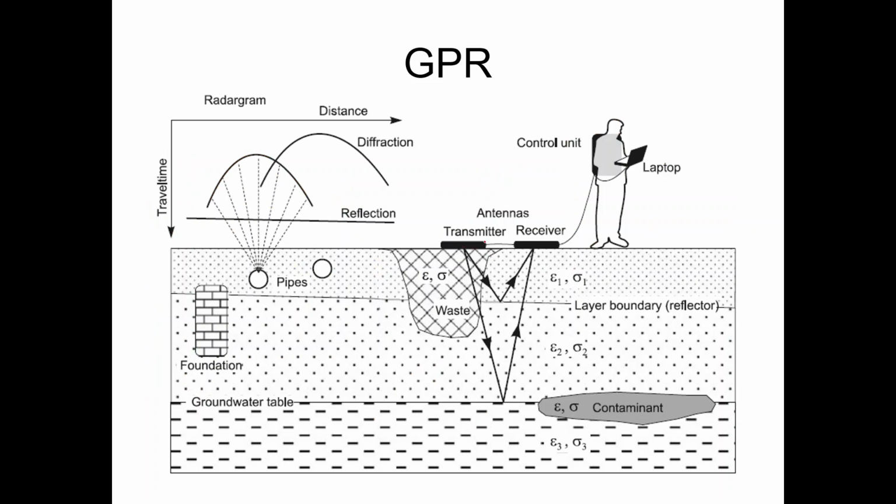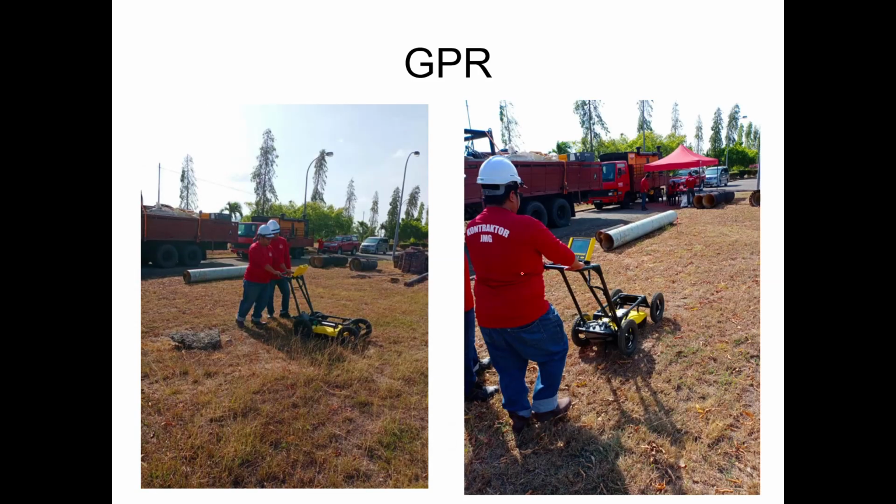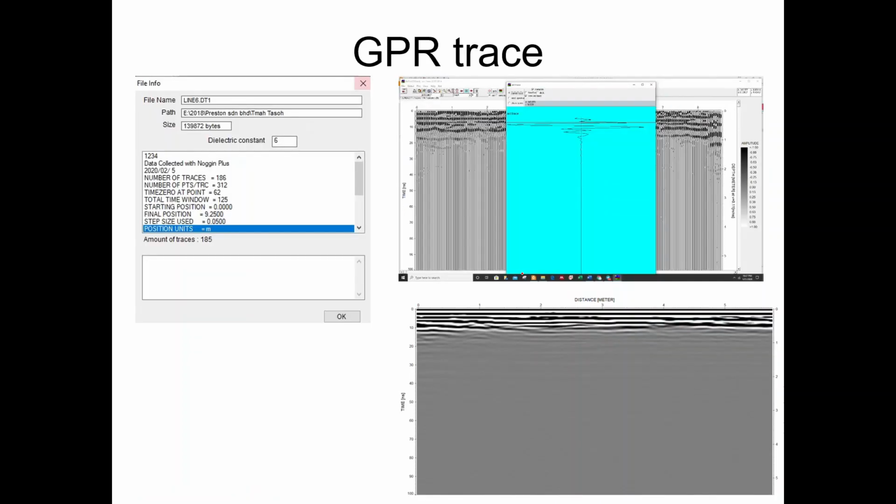So we have this transmitter and receiver on the ground, and then we are able to detect this layer or this pipe. This is an example of the studies that we conduct in the field. If we have a pipe or electric cable, we can see it from the image or reflections. This is how it looks like.